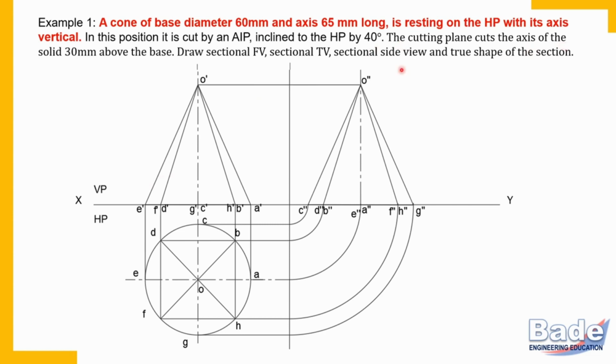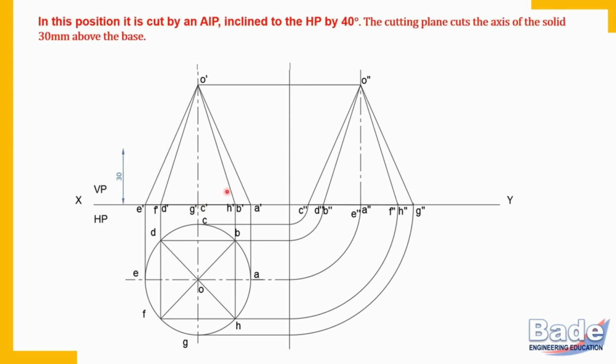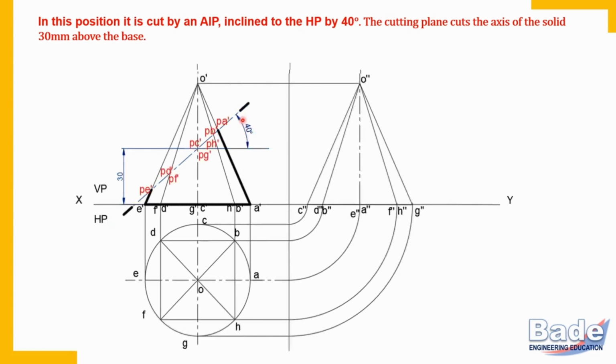And the cutting plane cuts the axis of the solid 30 millimeters above the base. So on the axis, 30 millimeters from the base, we are going to mark a point. Measure 30 millimeters vertically and get that point on the axis. Now through this point at an angle of 40 degrees, draw the cutting plane. The cutting plane line is like an axis: longer dash, shorter dash, with end dashes dark. So this is how we have completed the cutting plane.